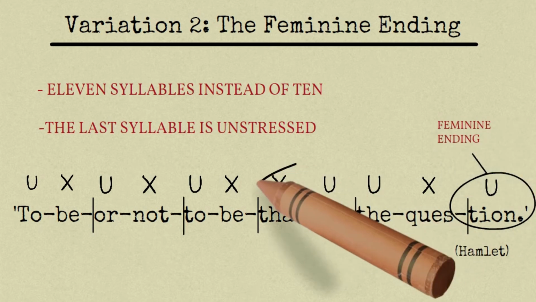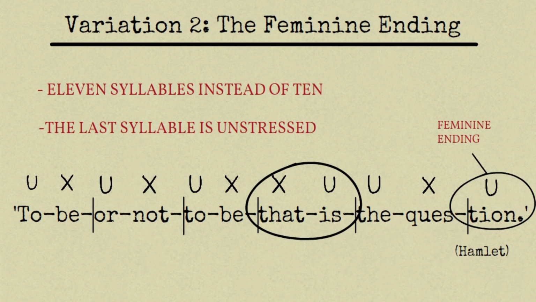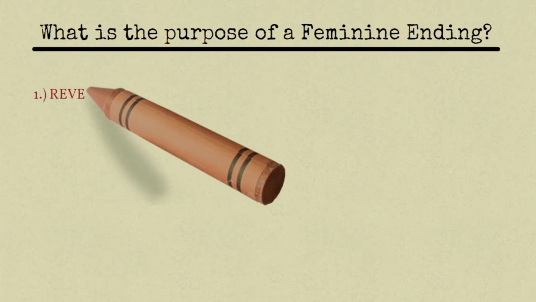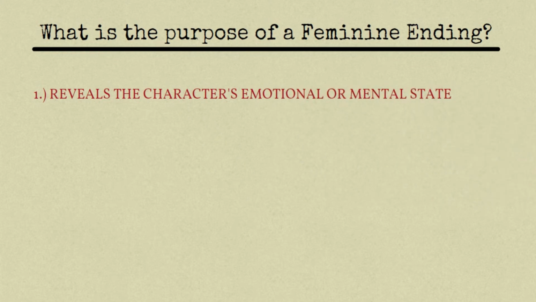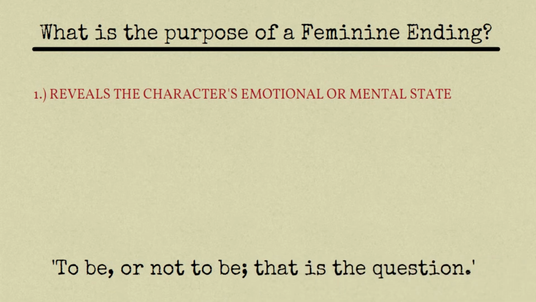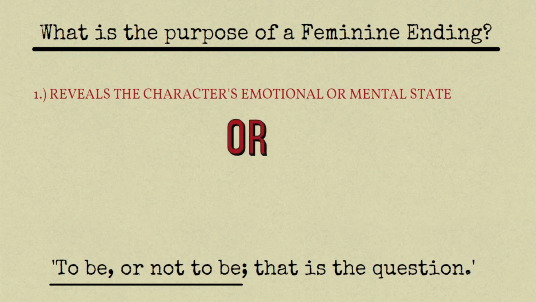There is also a trochaic inversion in the middle of the line here, so it pretty much showcases everything we have learned so far. But what's the purpose of a feminine ending? We could argue again that it reveals something about the character speaking that line, that they are distracted or emotionally distressed. Using the example from Hamlet, he is contemplating taking his own life, so it would make sense that he breaks the iambic pattern at this moment.